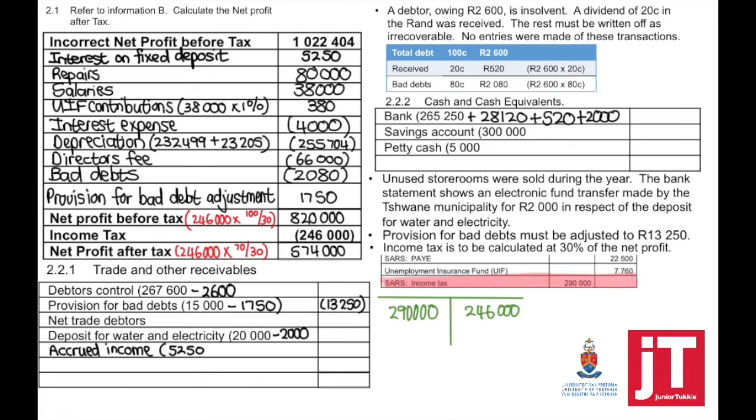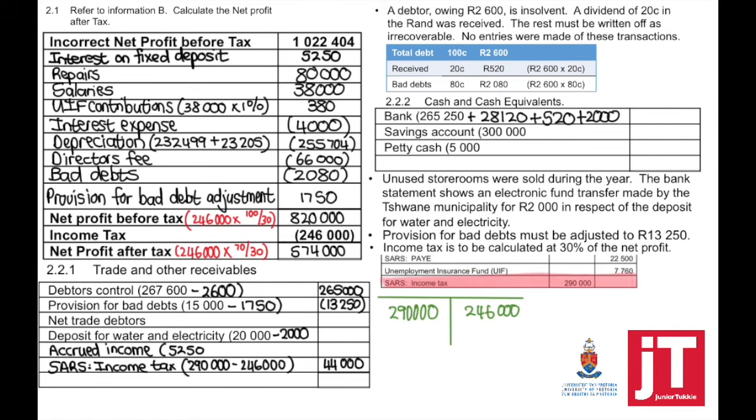If we look at SARS income tax, our provisional tax payment was $290,000. Our income tax for this year was given $246,000. This means that we've paid too much. SARS owes us. If SARS owes us, this will go into your trade and other receivables. Don't forget to show your calculation in brackets.